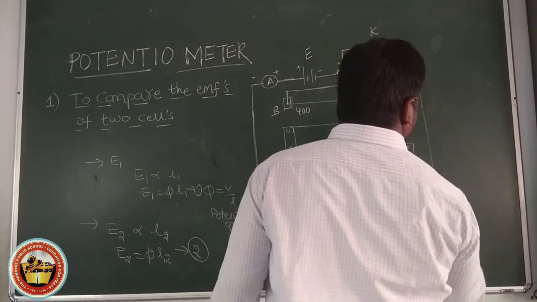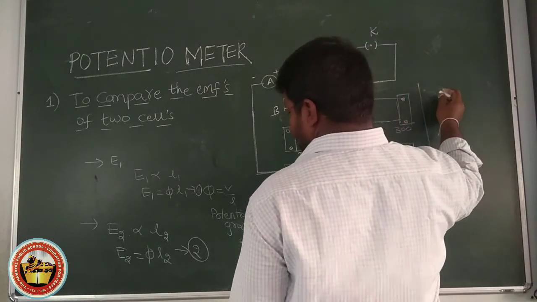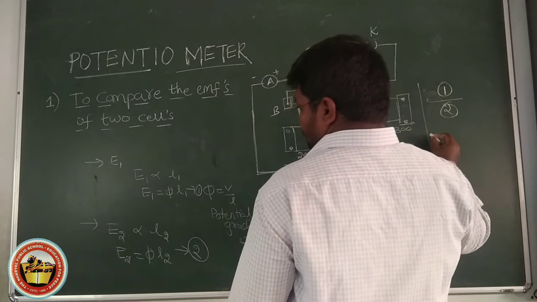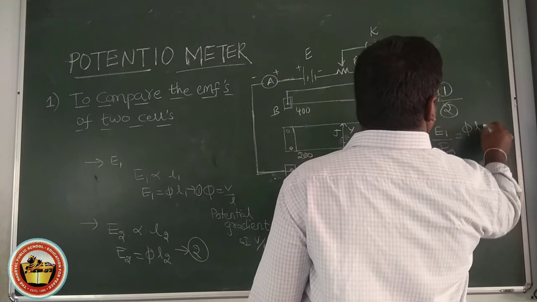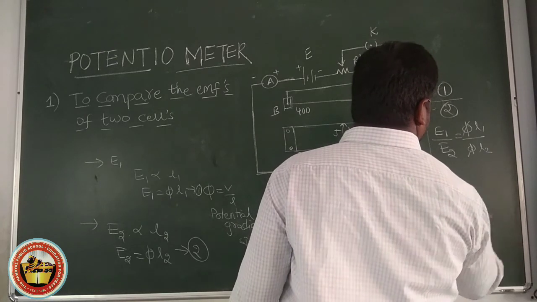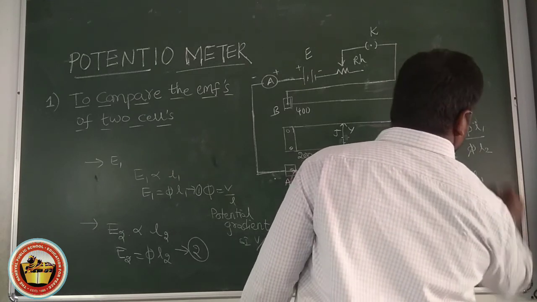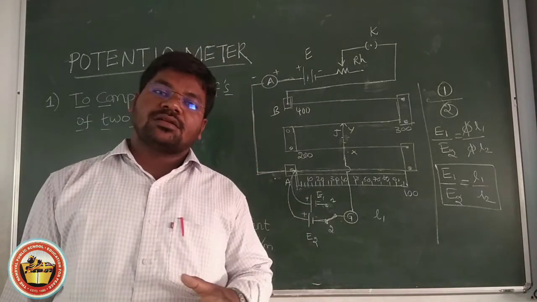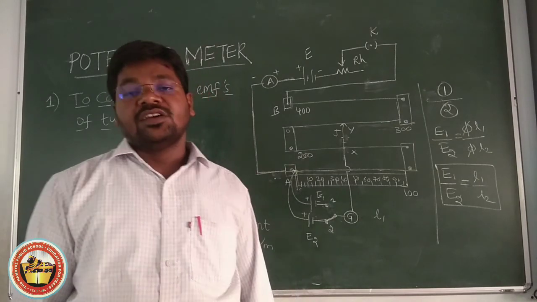Coming to equation 1 by 2, you get E1 by E2 is equal to phi L1 by phi L2. Phi gets cancelled. E1 by E2 is equal to L1 by L2. So in this way we compare two EMFs of cells, which is very important for board exams.